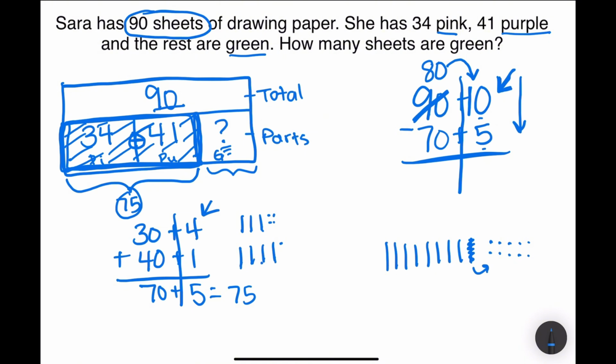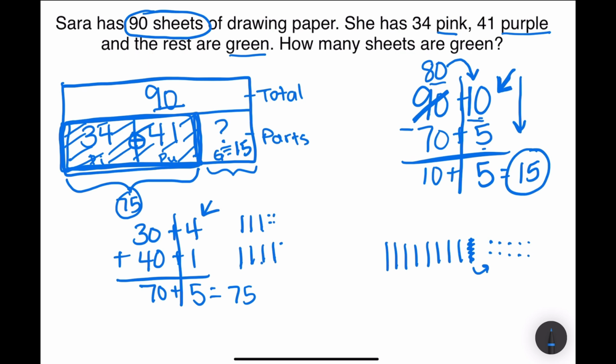So now I've moved the 10 from the tens place over to the ones place. So I still have 90. I still have 80 and 10. 80 and 10 together equal 90. But now it's a lot easier to do the math. 10 minus 5 equals 5. 80 minus 70 equals 10. 10 plus 5 equals 15. It looks like 15 of Sarah's papers are green.